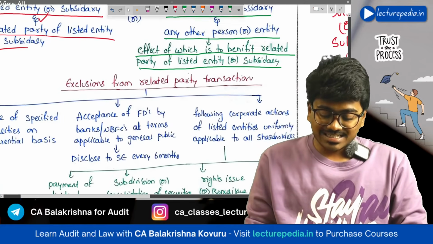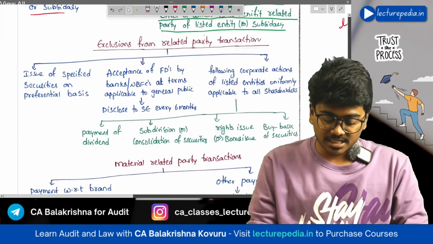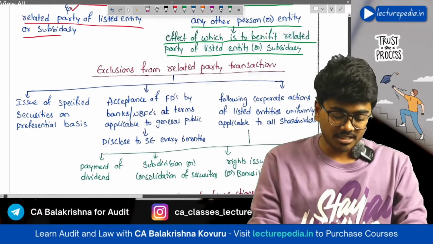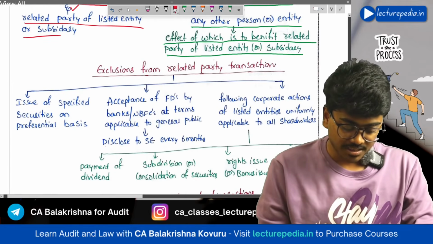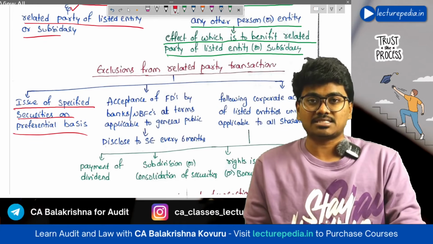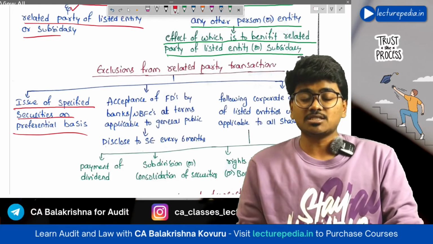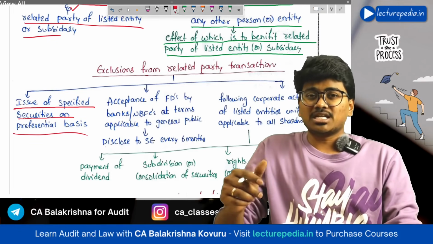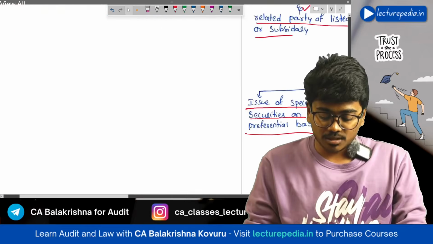Now there are certain exclusions from related party transactions. These transactions will not be treated as related party transactions. What are they? Issue of specified securities on a preferential basis. Preferential basis means securities will be allotted to certain preferential people. Let's say, for example, A Limited.